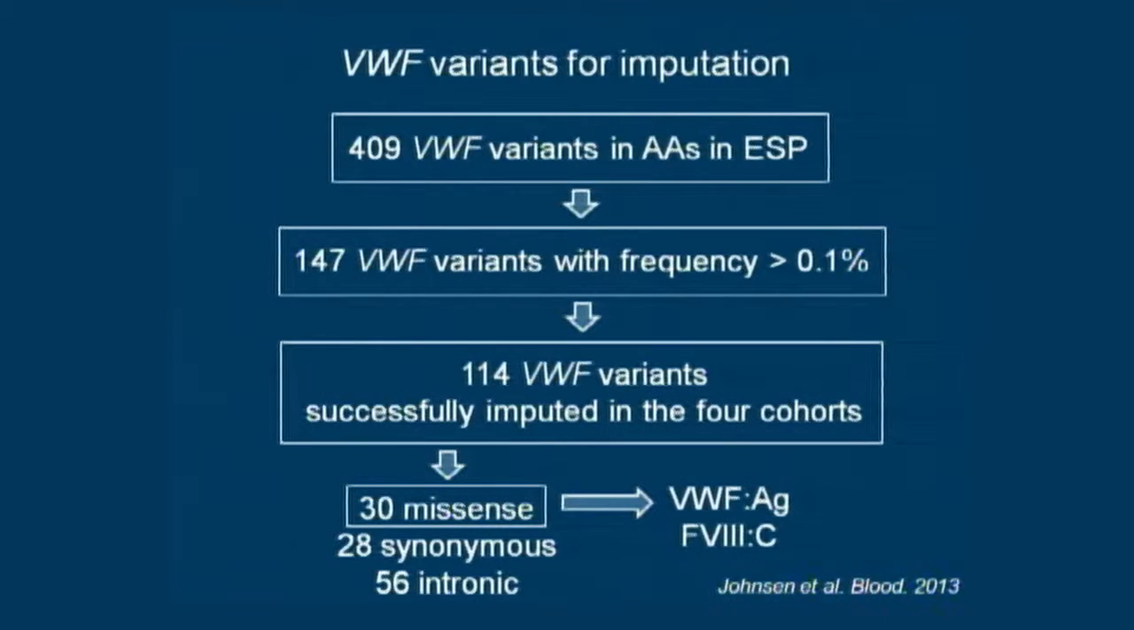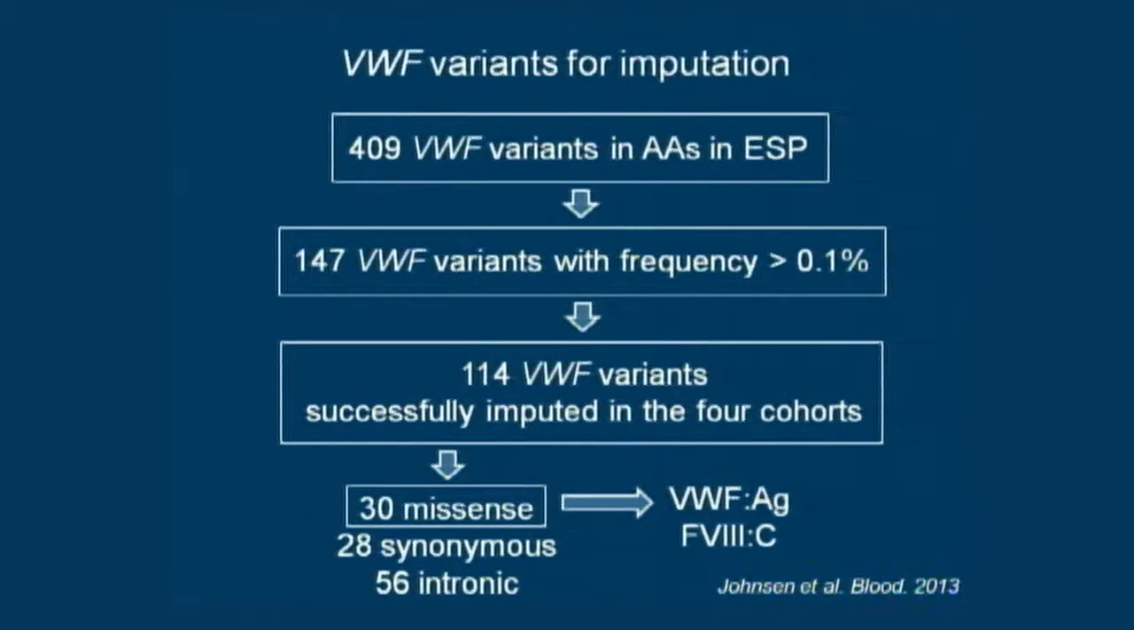So of the 409 African American variants that were in the exome sequencing project, 147 of them had a frequency of 0.1% or more, which we would need to really say anything meaningful about an association with a phenotype. And of those, 114 could be successfully imputed in the 4 cohorts. It's important to remember that we could do this imputation in large part because we had such a large exome data set to be able to fill in the missing data.